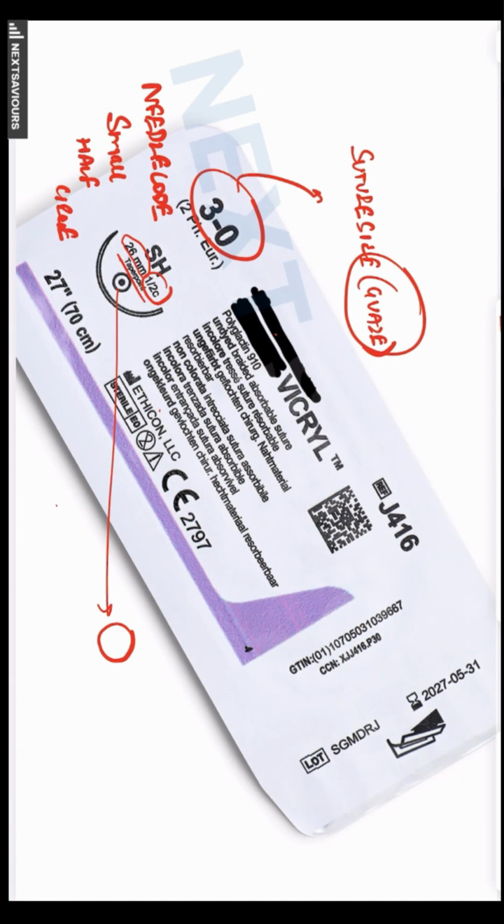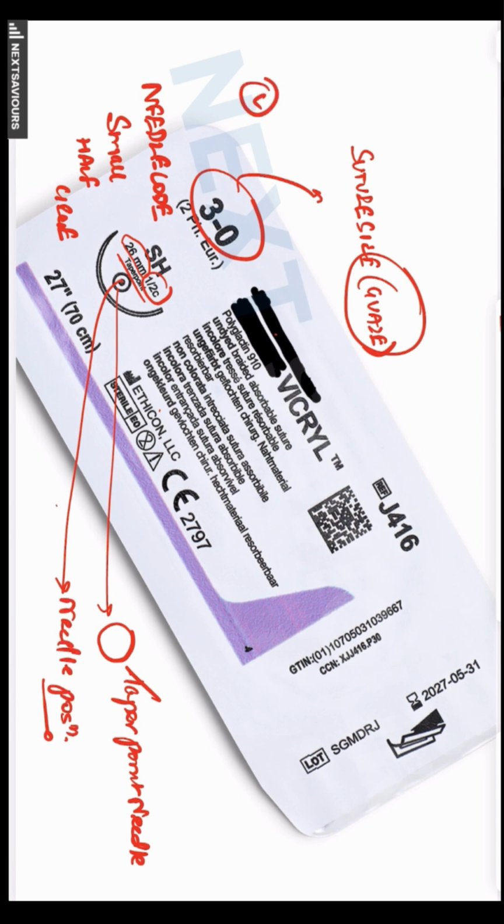This symbol is indicative of taper point needle. And this black dot which is present inside this circle is indicative of needle position. This is the left side and this is the right side. So the needle is positioned on the left side. So you have to open the suture from the right side.